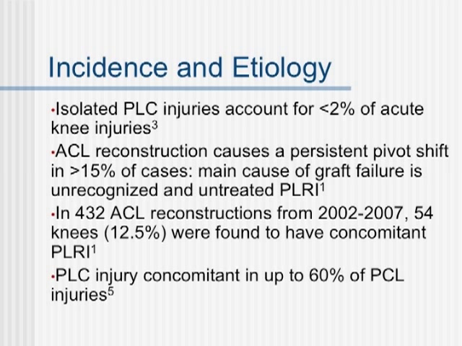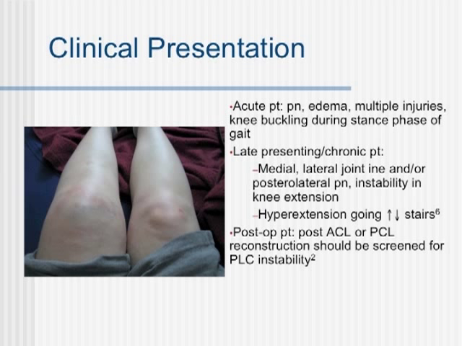Here you see in 432 ACL reconstructions from 02 to 07, 54 knees were found to have concomitant posterolateral rotary instability. And then you see PLC injury concomitant in up to 60% of PLC injury. So the takeaway here is that most of the time you're going to see other ligaments involved with these injuries.